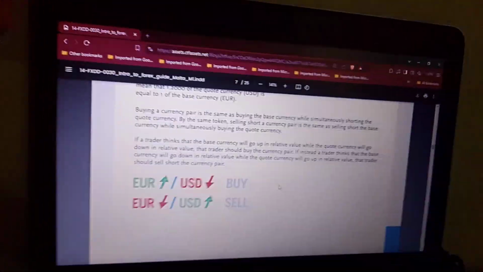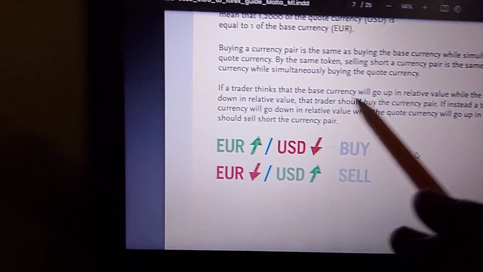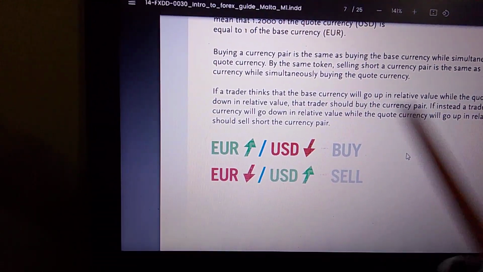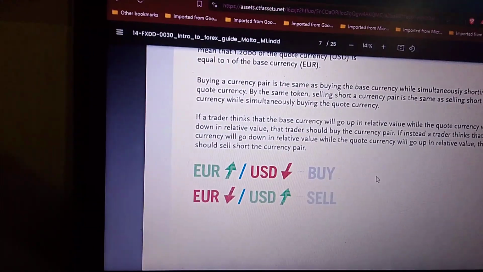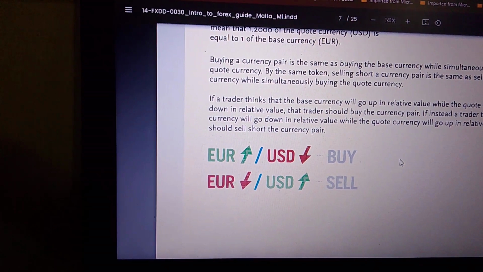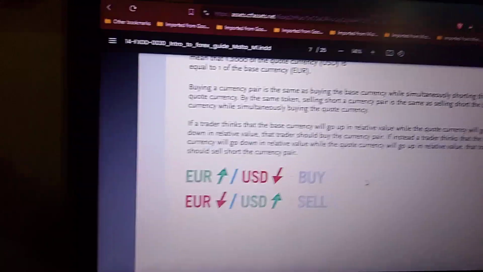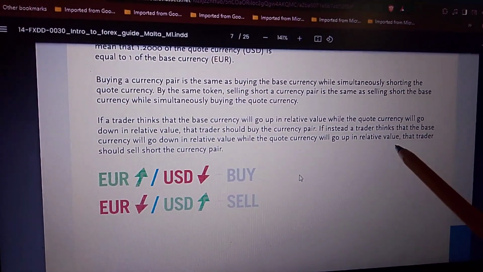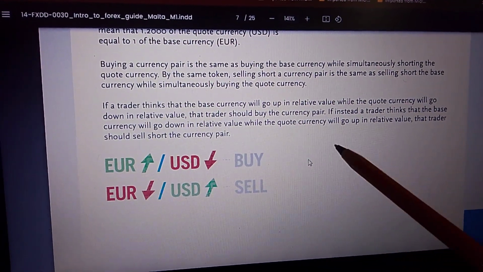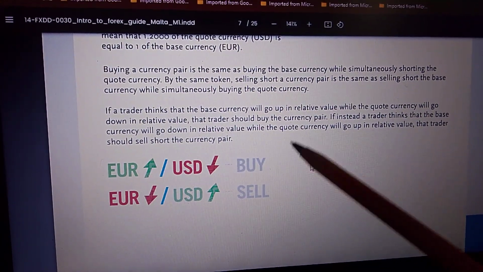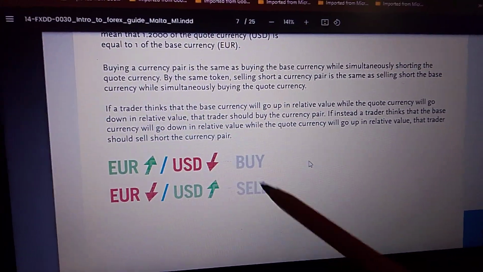So let's just use that part. If a trader thinks the base will go up, then that trader should buy. So if you think the base will go up, then you should buy it. And it tells us if instead the trader thinks that the base currency will go down in relative value with the quote currency while the quote currency will go up in relative value, that trader should sell short the currency pair.